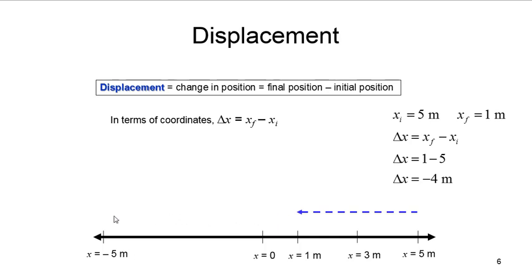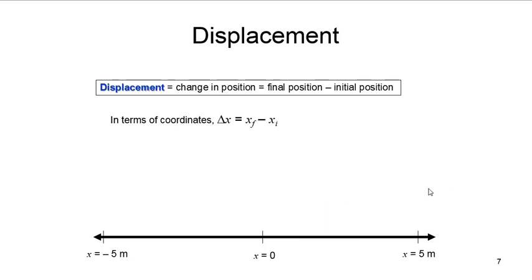See, if I go to the left, that's where my negative x values are. If I go to the right, that's where my positive x values are. So negative 4 meters displacement means that he ends up 4 meters to the left of where he started. So I hope that's not too tricky. If it is, watch the video again and you'll probably get it.